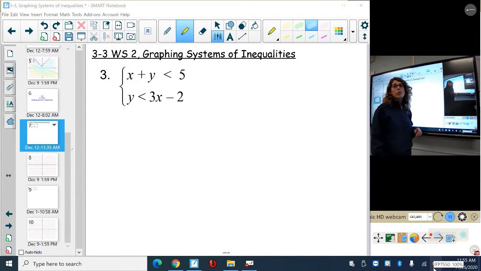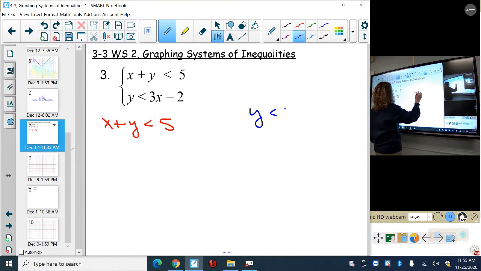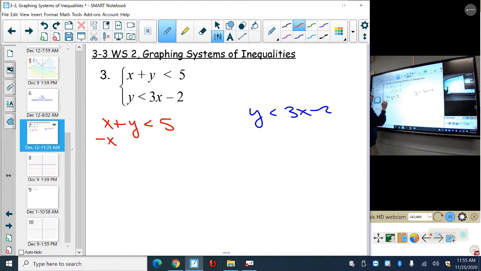Okay, let's go ahead and start your 3-3 worksheet 2. We have to graph the linear function, so we're going to go ahead and tear these apart. So I have x plus y is less than 5, and then I'm going to have y is less than 3x minus 2. Okay, so for this one right here, I'm going to solve for y by subtracting x.